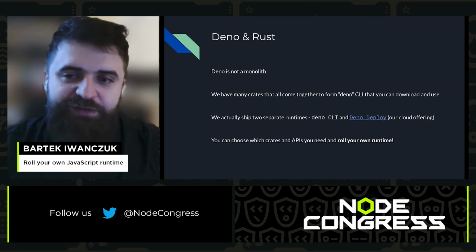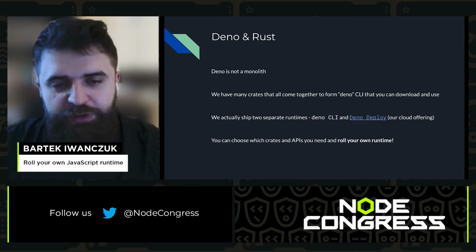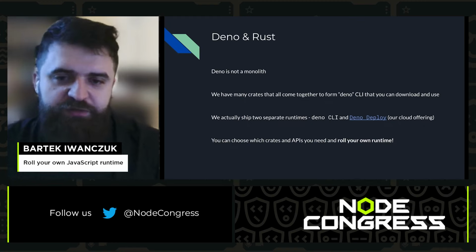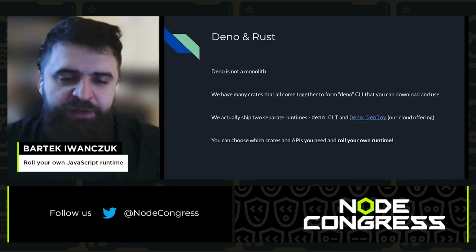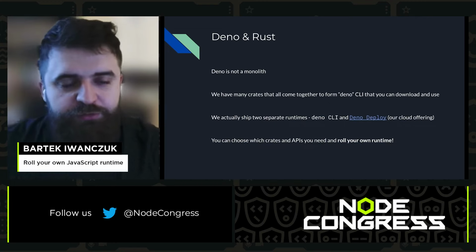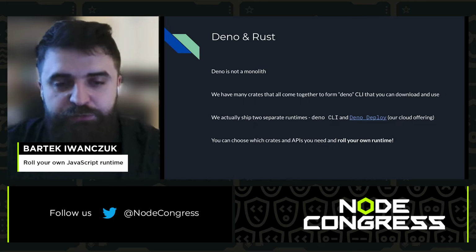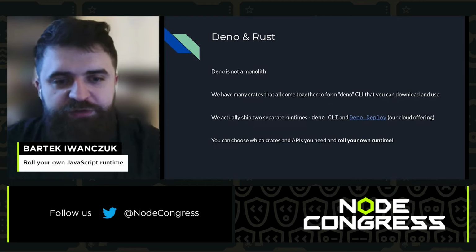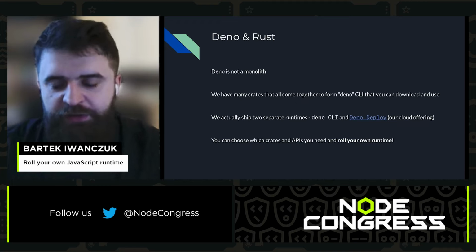Another thing is that Deno is not a monolith. Rust provides you with an easy way to factor out pieces of your code into so-called crates. Crates are the equivalent of NPM packages. So these are self-contained and reusable libraries that you can download and use whenever you want. And Deno, the CLI that you can download, is actually a collection of these crates that are intertwined together, and they are made to work together very well.